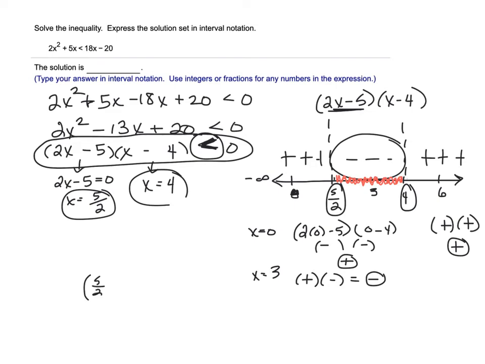5/2. We have to write it in interval notation, to 4. Very important, the parentheses we use because we had dotted lines. If those had been straight lines, we would have used brackets.